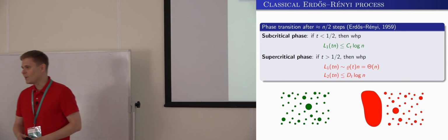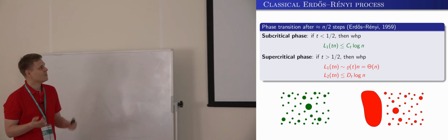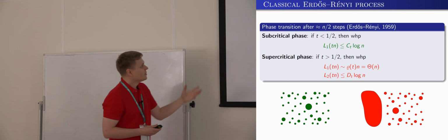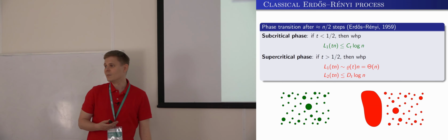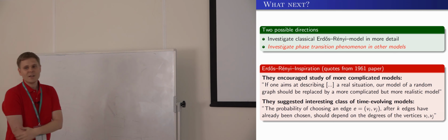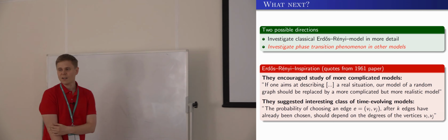The topic that I want to discuss today is not trying to study this model in more detail, but rather to try to establish a similar result for a more complicated random graph model. And now, of course, the question is, what kind of models should we study?